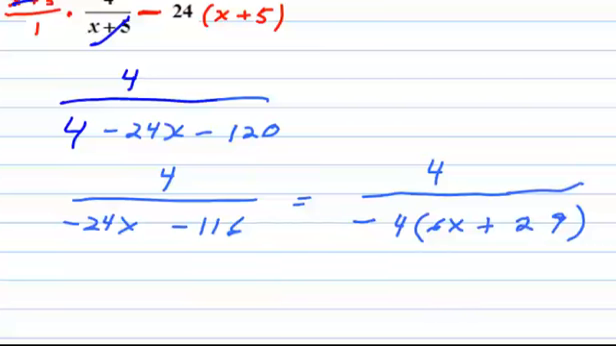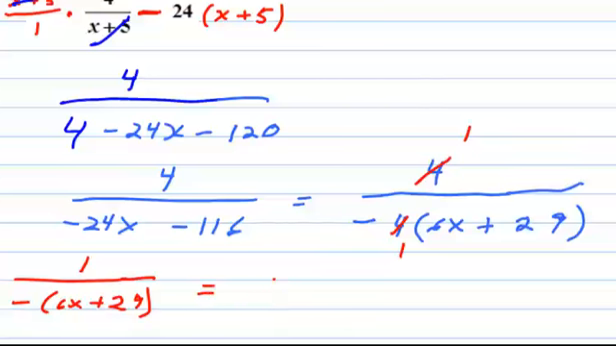And now, let's cancel common factors. Well, 4 goes into 4 once, 4 goes into 4 once. So I get 1 over negative 6x plus 29. Not very nice. I'd rather put that negative either out front or up top. And I am done. Either answer is correct.